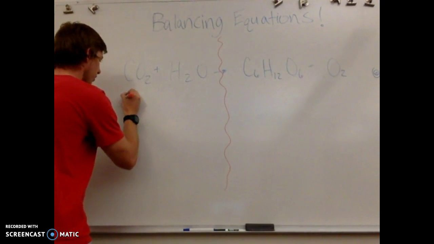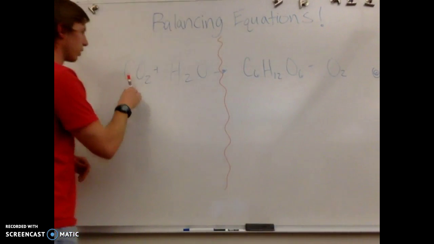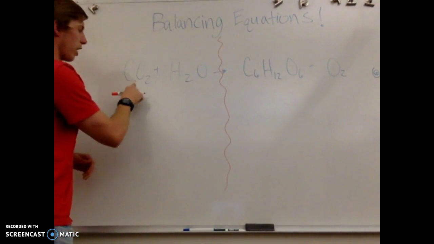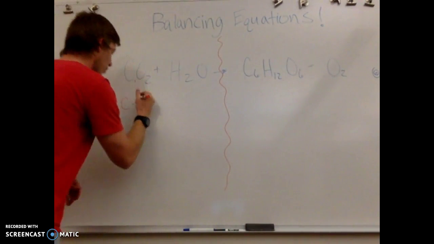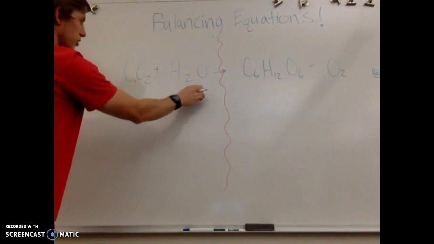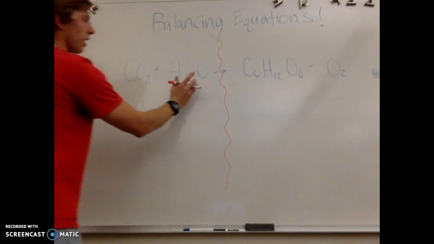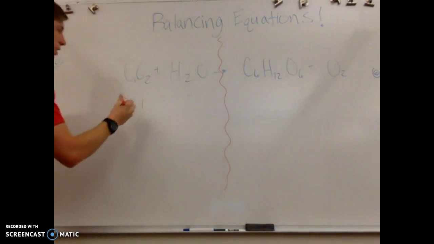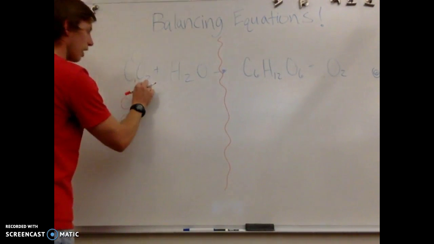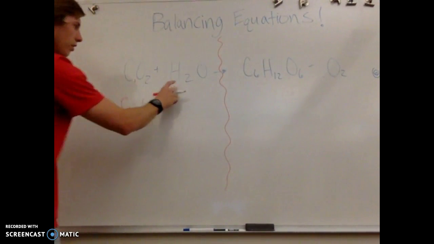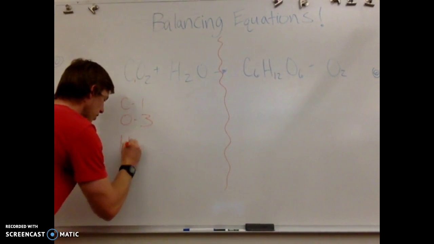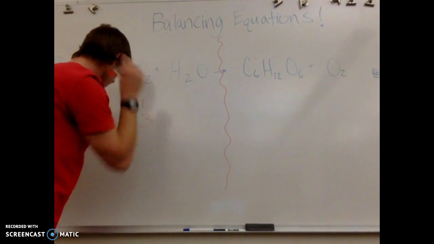So on here we have carbon, so we have 1 carbon, implied 1. If there's no number there, that means there's just 1. So we have 1 of those. Oxygens, we have to count these ones and these ones since it's still on this side. So oxygens, we have 1, 2, 3. And then H is next, and we have 2 of those.